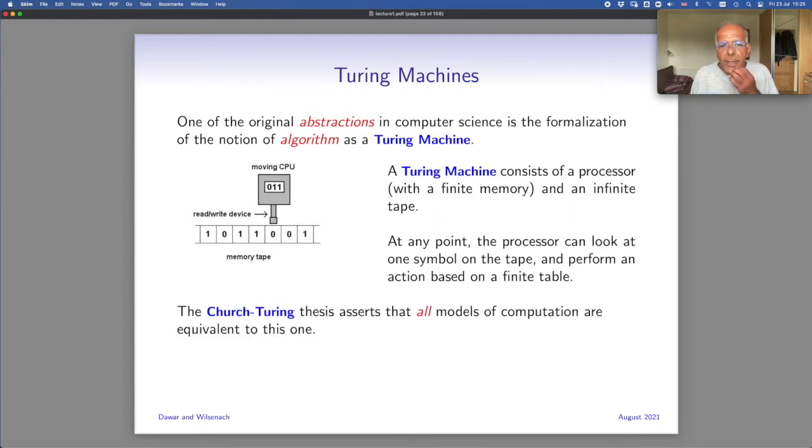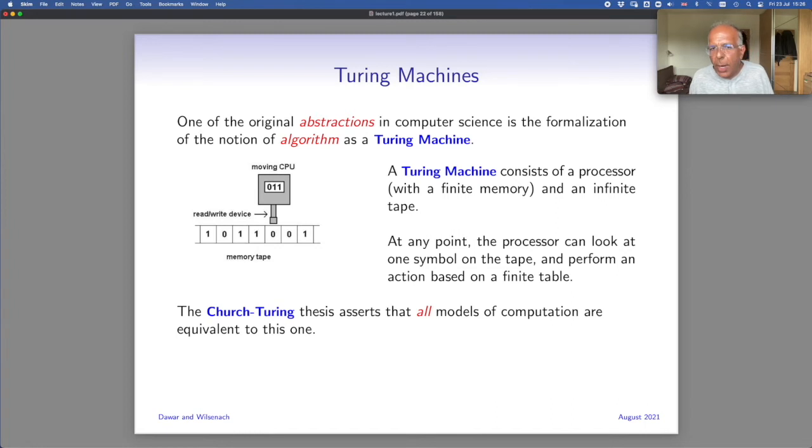The Church-Turing thesis tells us that essentially all models of computation are equivalent to this one in terms of what they can and cannot compute. There's a strong version of the thesis which says that up to polynomial time factors, they're all equivalent. But the question arises, if essentially all models of computation are equivalent, why would we ever consider one other than this? And again, the key is abstraction.